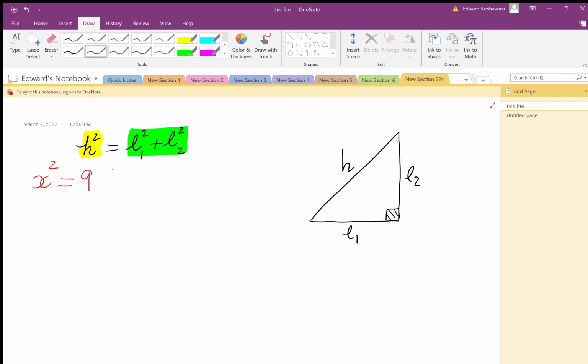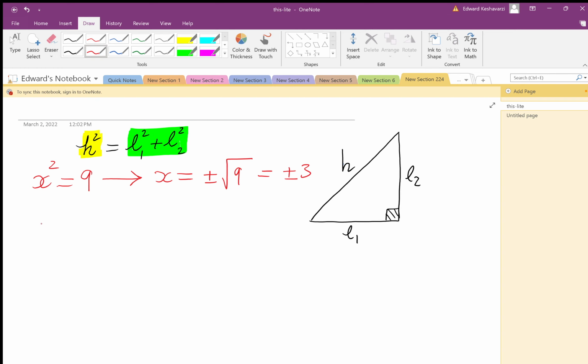When x squared equals 9, nearly most of the students believe that x is 3 because 3 squared obviously is 9. But this is not correct. Actually, it is correct that x could be 3, but x also can be negative 3. Therefore, x is going to be positive and negative square root of 9, which is positive or negative 3.